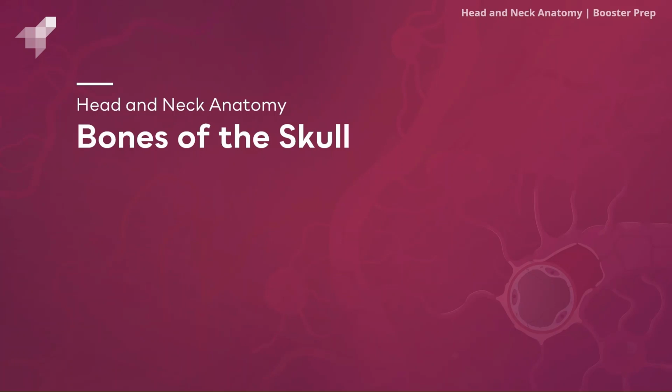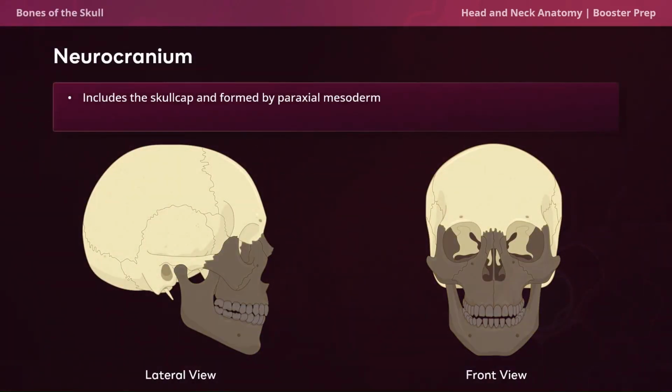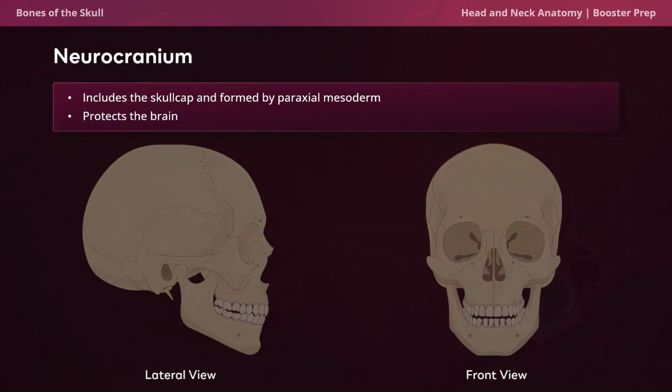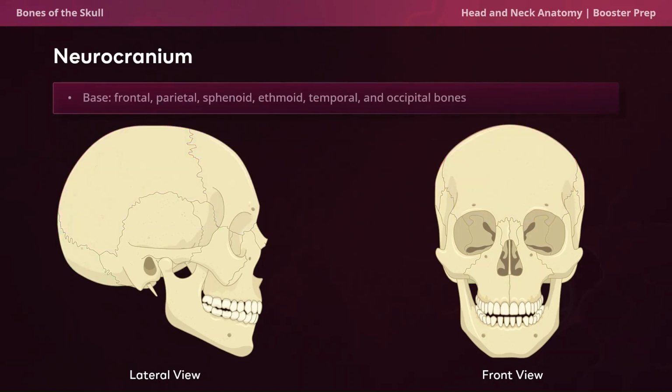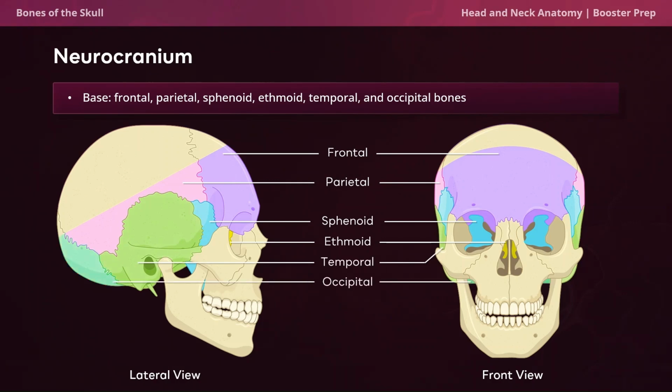The skull is divided into two main parts. The first part is the neurocranium, which includes the skull cap. The neurocranium is formed by the paraxial mesoderm, and it functions to protect the brain. The neurocranium can be further divided into two parts, the roof and the base. The roof protects the brain superiorly and posteriorly and consists of the frontal, parietal, and occipital bones. The base protects the brain inferiorly and consists of the frontal, parietal, sphenoid, ethmoid, temporal, and occipital bones.